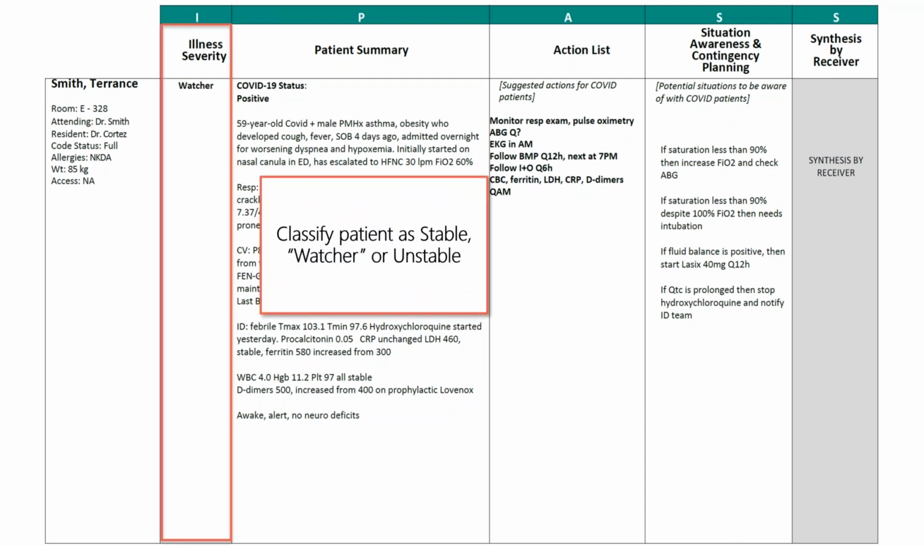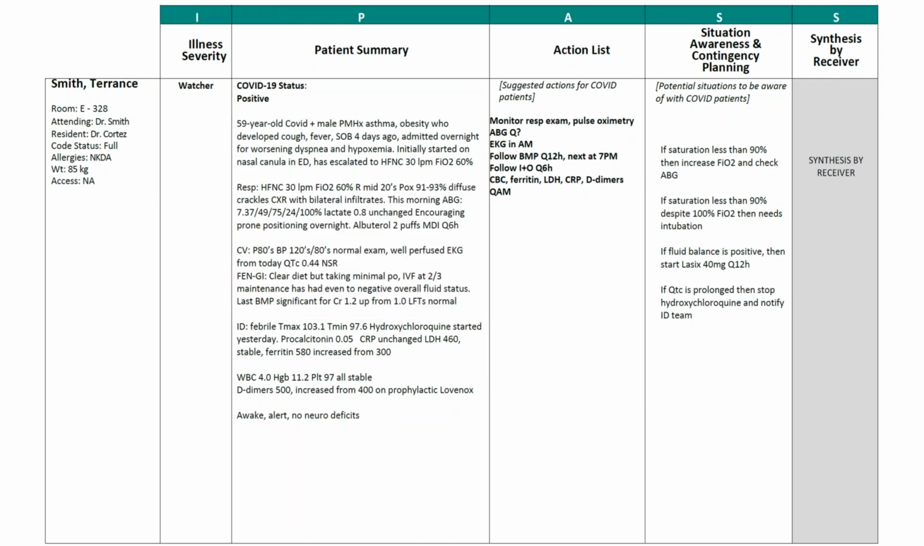Illness severity clearly identifies the patient being handed over as either stable, unstable, or a watcher. This tells the oncoming clinician the overall status of the patient relative to their condition. For COVID-19 patients, for example, you may indicate that a patient is unstable if they required a transfer to the ICU during the most recent shift.